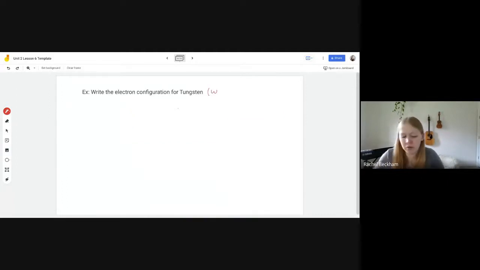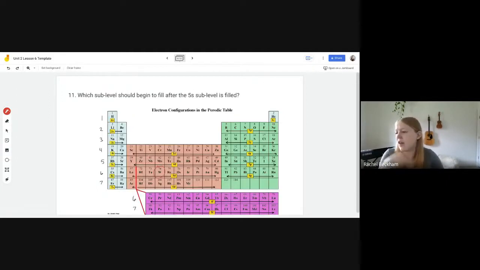If it helps you, we can cross out everything before Xe, the previous noble gas. Let's just draw a line through it. That means we've already taken care of everything before Xe, from left to right. So we have to start right here on row 6, and we're trying to get to W. This one's a little bit trickier, so pay attention. We're on row 6. Section S is the first section we hit, and how many blocks are in that section? 2.